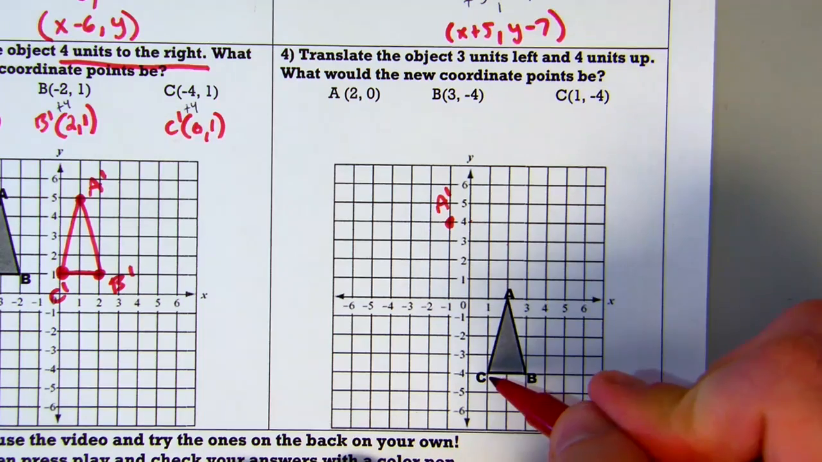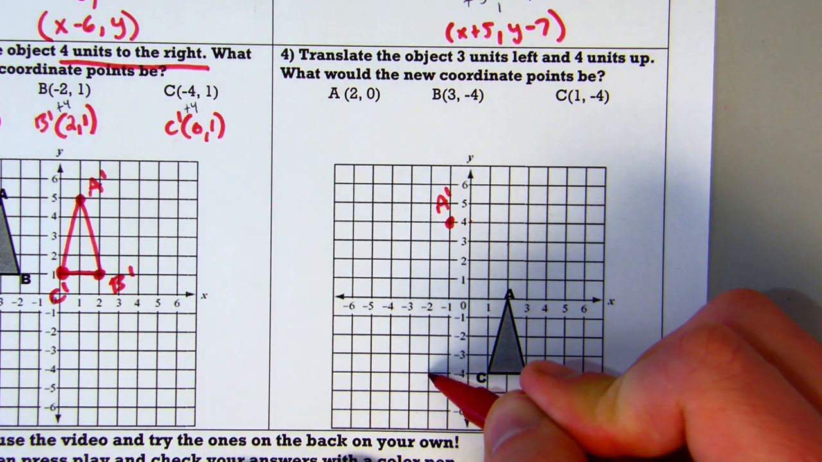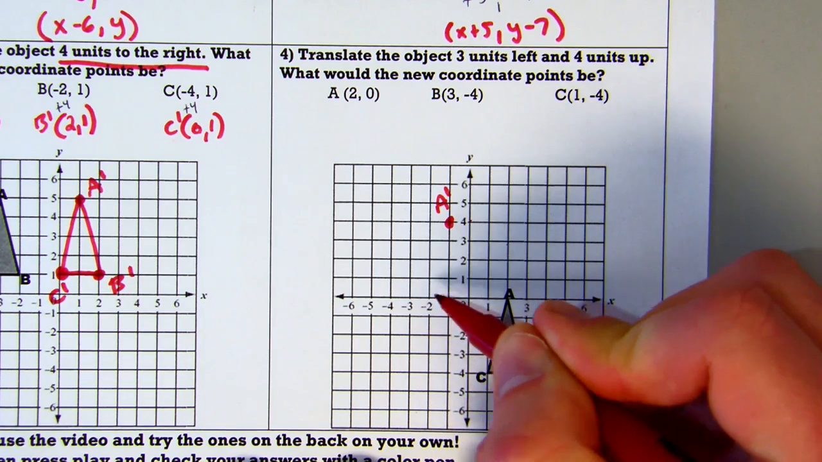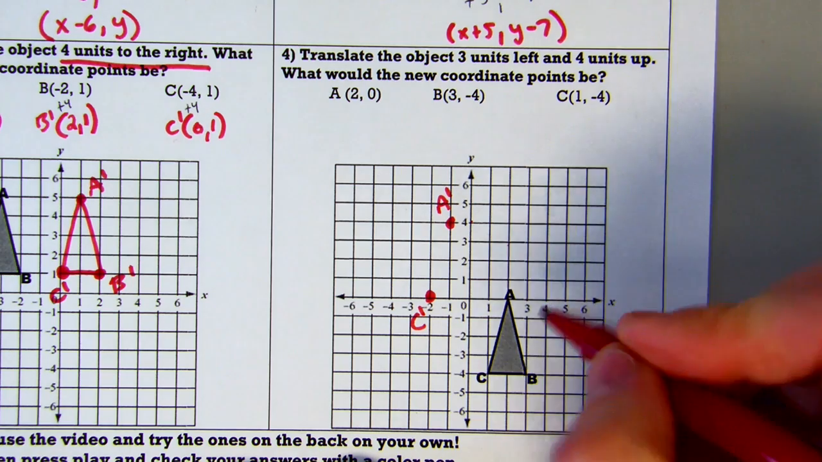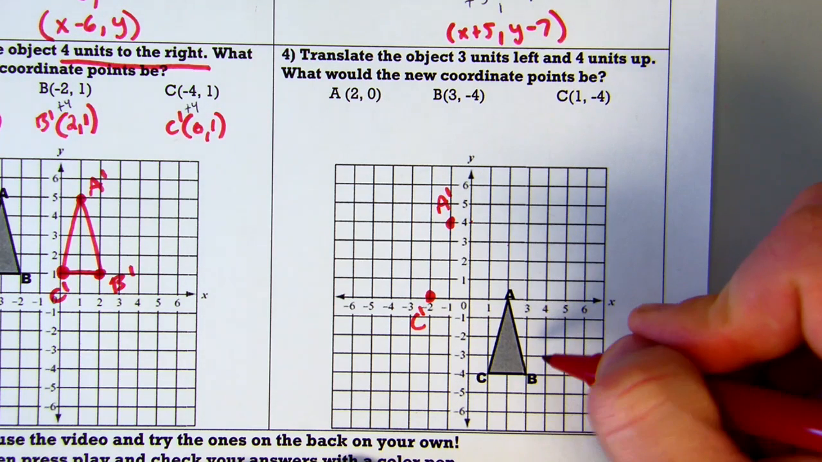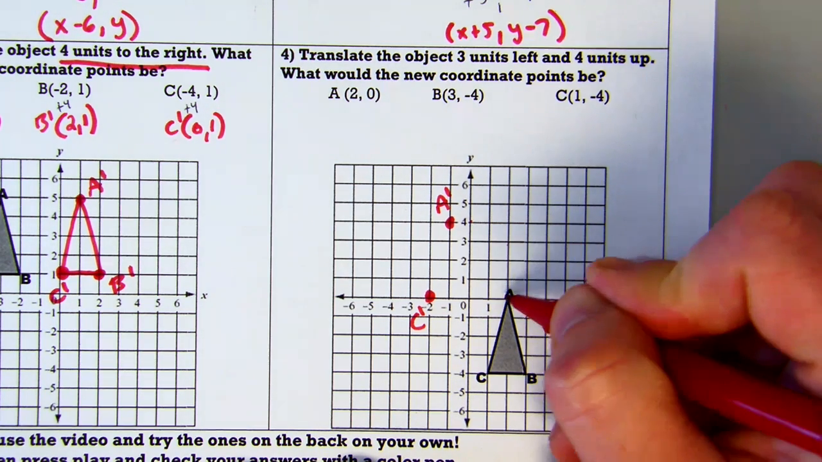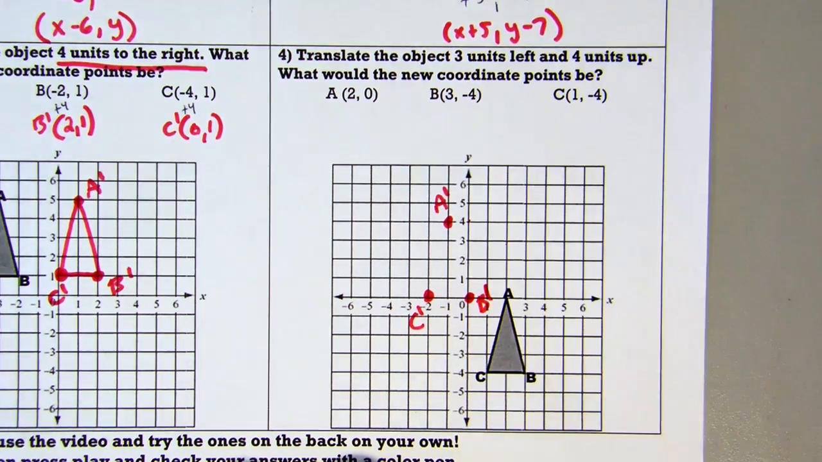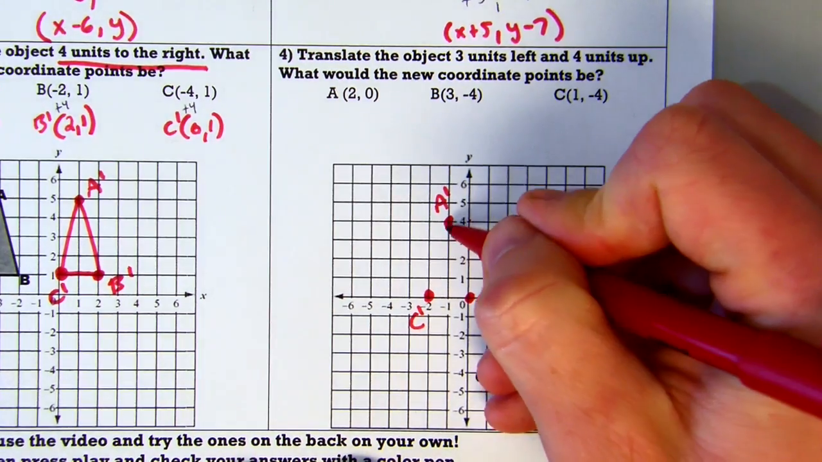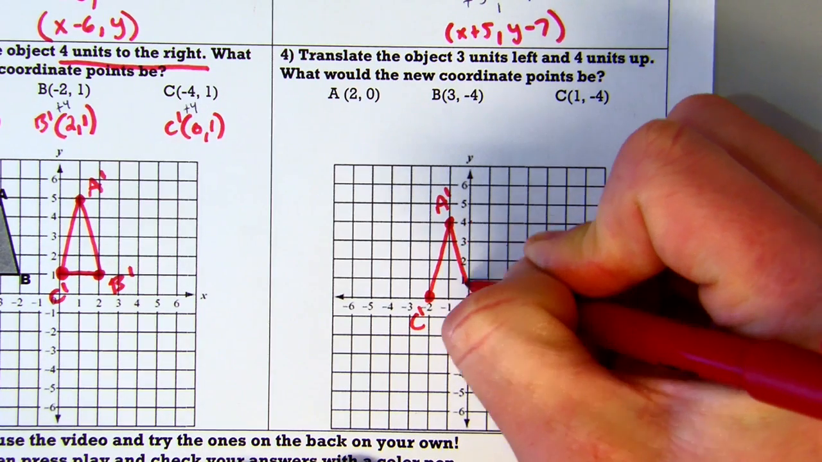I'm going to go ahead and do C. 3 units to the left: 1, 2, 3. 1, 2, 3, 4 up. There's my C prime. And same with B. We're going to go up 4: 1, 2, 3, 4, over 3: 1, 2, 3. And I get a B prime there. Let's go ahead and connect my sides.